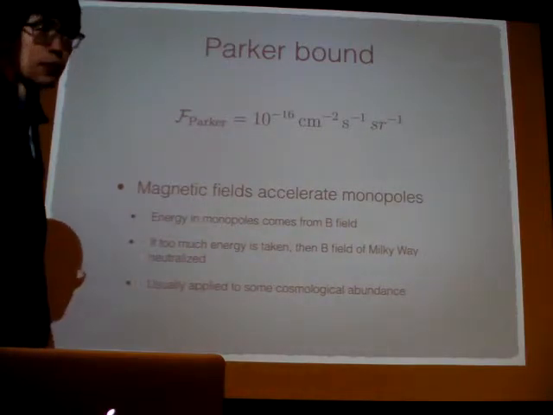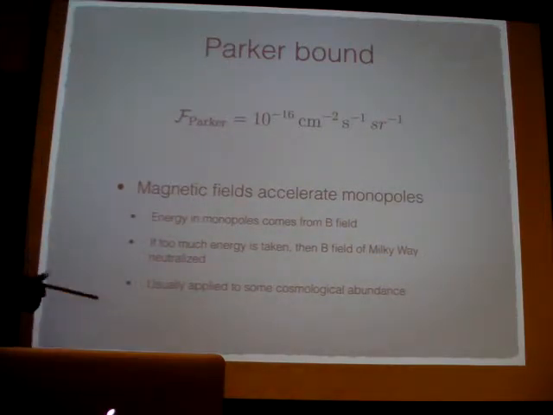Sorry, but is this, go ahead, Mike. This doesn't depend upon the magnetic charge? So this is the magnetic flux in the universe. This is a bound on Q times the number density. Oh, okay. Yeah. So if you divide by Q, essentially, you get a bound on the number flux.